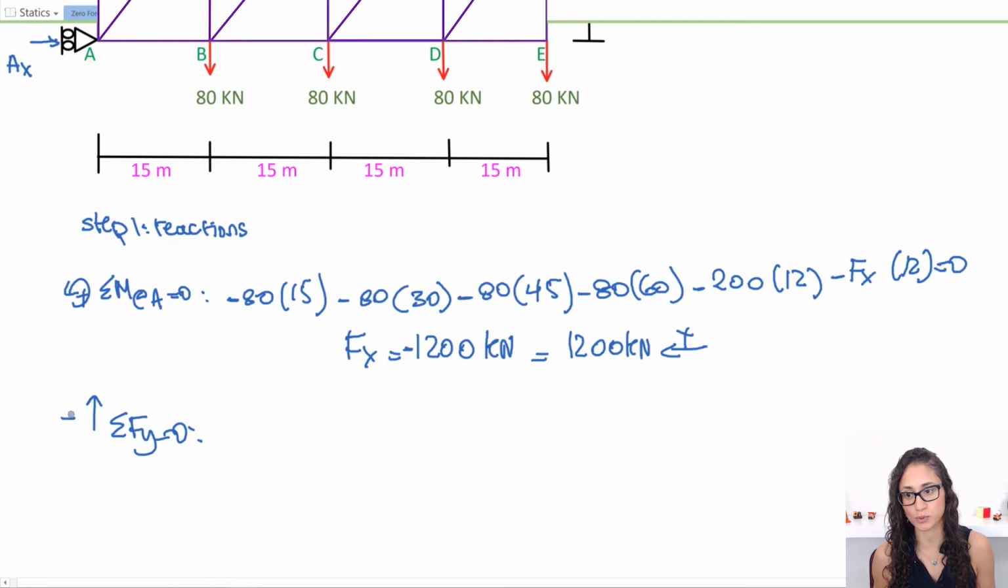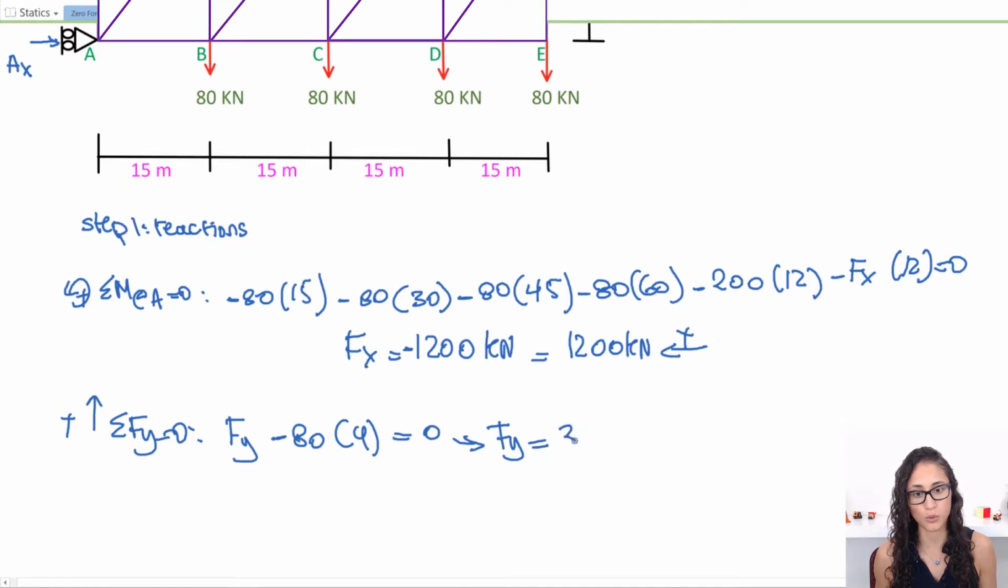Let's do the summation of the forces in the y direction equal to 0. I'm going to pick up to be positive. Then we have Fy minus 80 times 4, because we have four 80s, equal to 0. So Fy is equal to 320 kilonewtons, and this is positive, so the direction we picked for Fy is correct and it's going to stay going upwards.